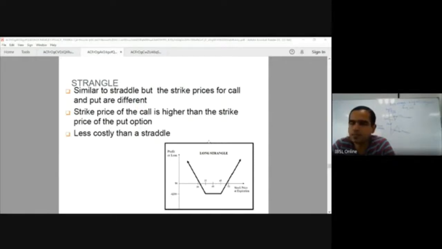So there will be a small plateau where the loss will bottom out. It's similar to a straddle, but the strike prices for the call and put are different. The strike price of the call is higher than the strike price of the put option. It's less costly than a straddle. A strangle is less costly than a straddle.